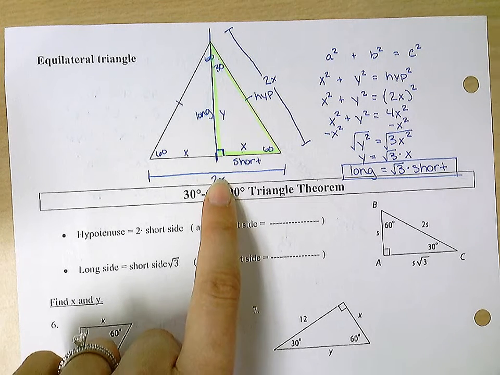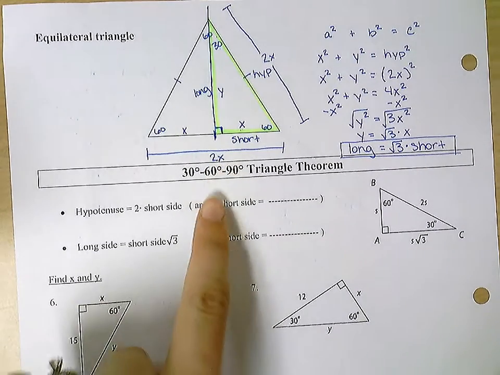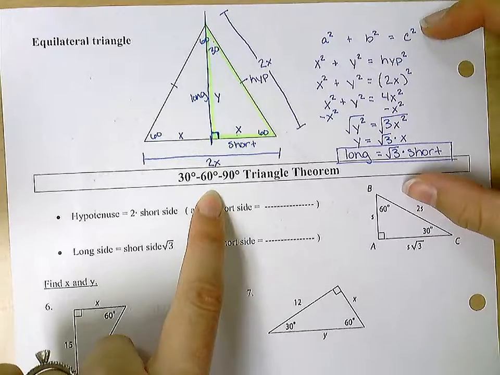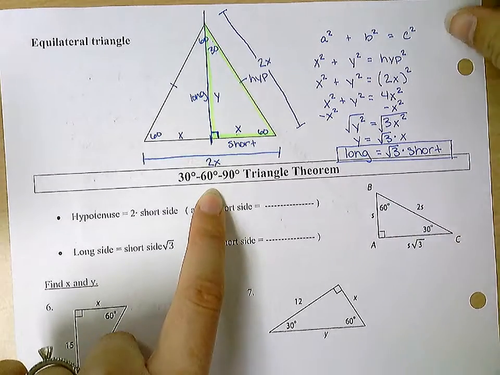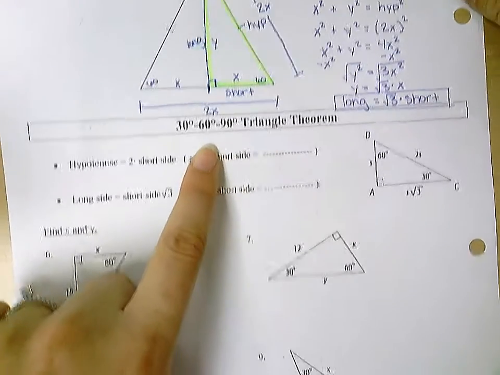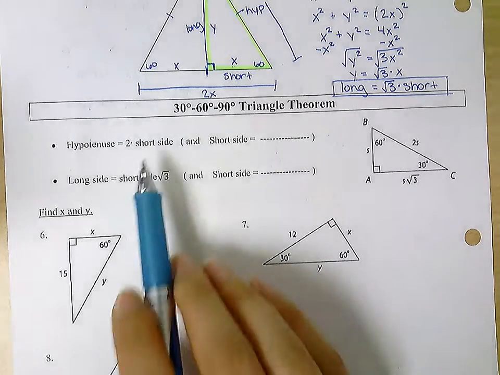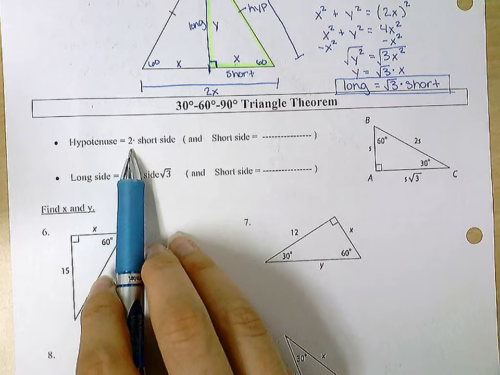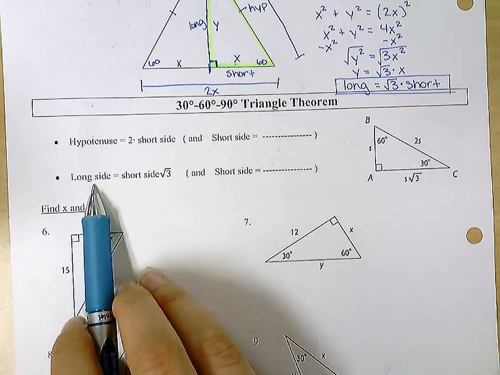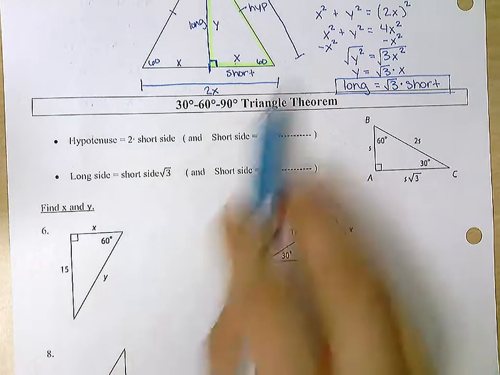These rules are a little bit more challenging than the ones on the front. So again, I won't make you redo this. I just wanted to show you where they get this rule from. So we do have 30, 60, 90 right triangles. These are our two different rules. The hypotenuse is equal to 2 times the short side, and the long side is equal to the short side times the square root of 3. We just found both of those up here.